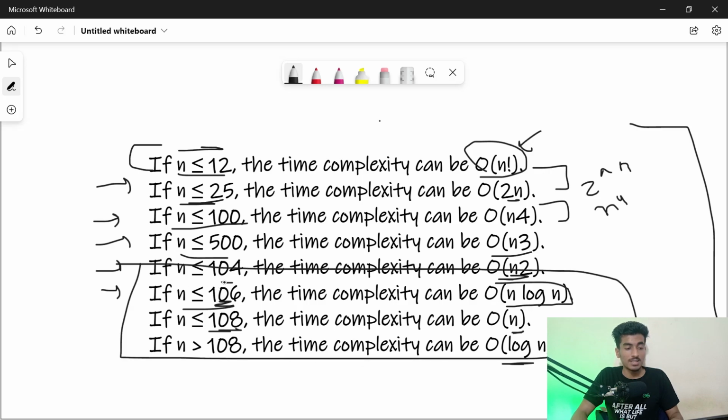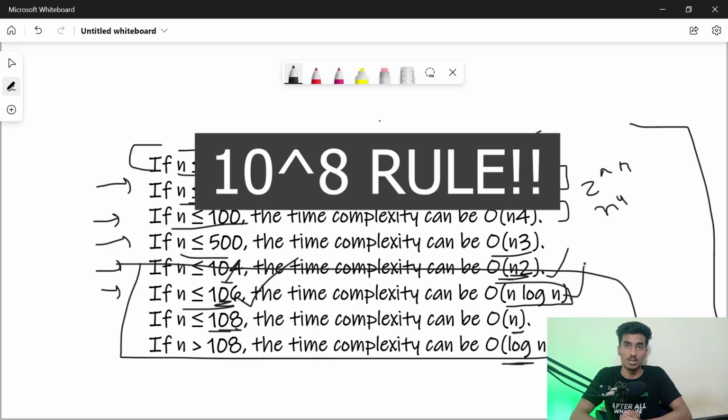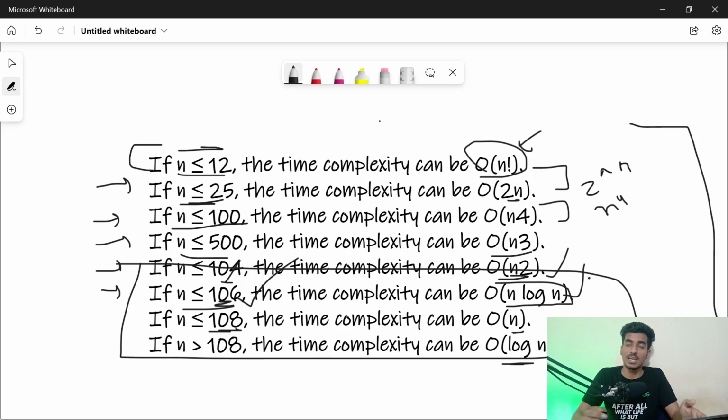So you will need these last values, and you have to remember this. If 10 to the power 4, then n square. If 10 to the power 6, then n log n. And that is because of the 10 to the power 8 rule. That means our modern machines can run 10 to the power 8 operations per second.